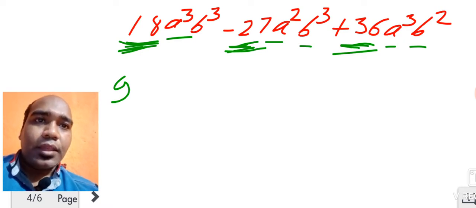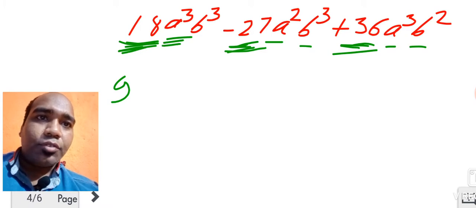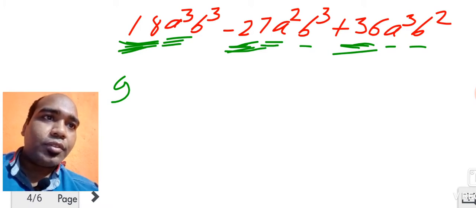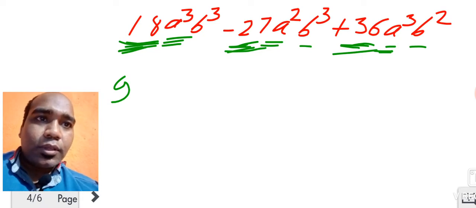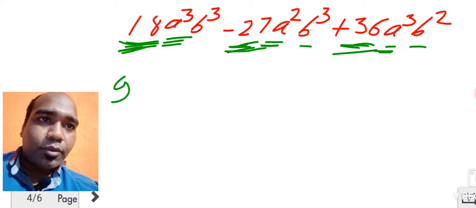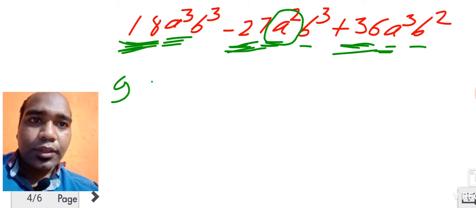Okay. Now a cube, you can see here a to the power 3 is there, a to the power 2 is there and a cube is there. Okay. So always we will take common the lowest power term. Okay. So lowest power term is what? a square. So we'll take here a square.